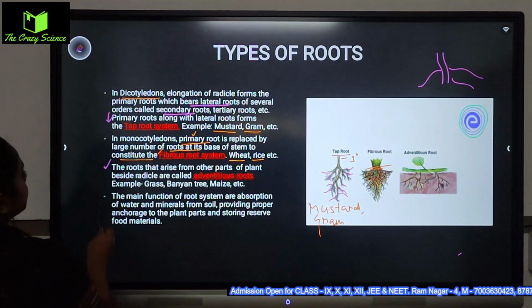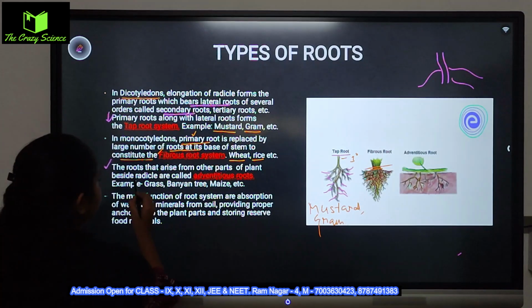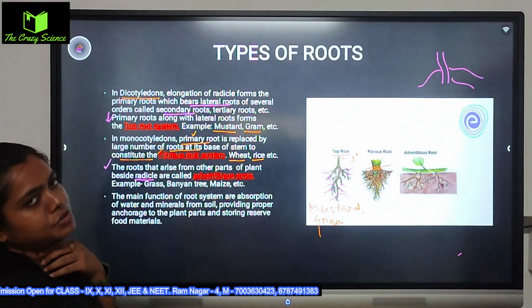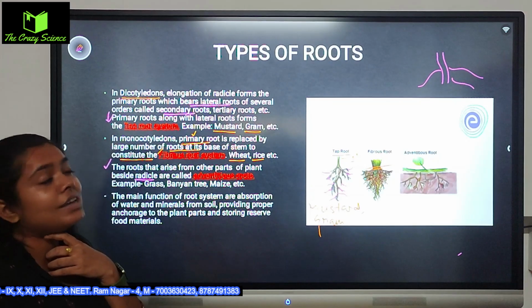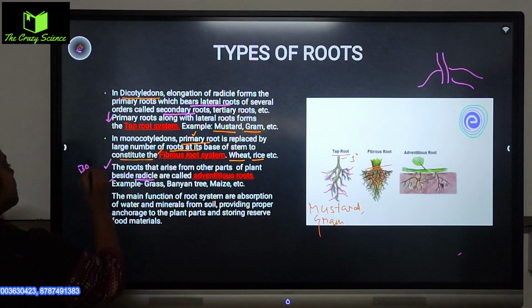Next, the roots that arise from other parts of the plant besides the radicle. If a root is formed from any part other than the radicle, especially from the body parts of the plant, other part means their body parts.